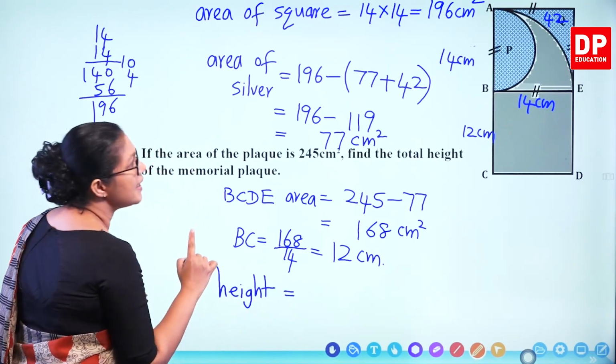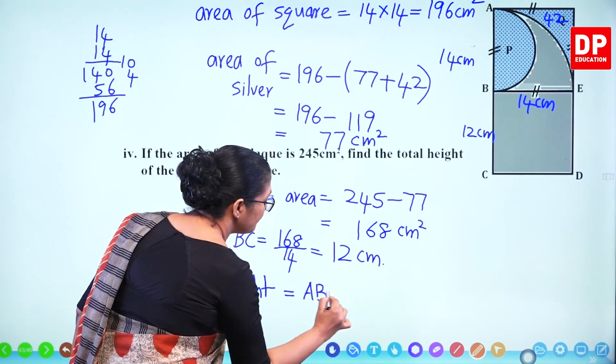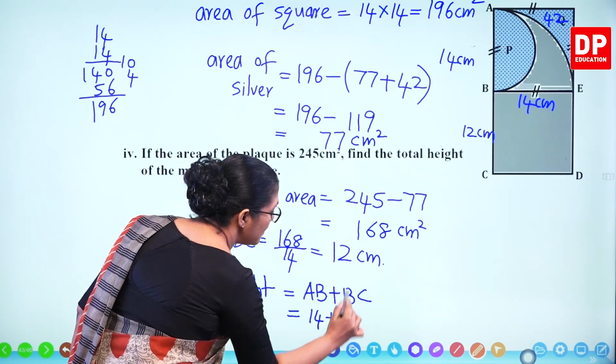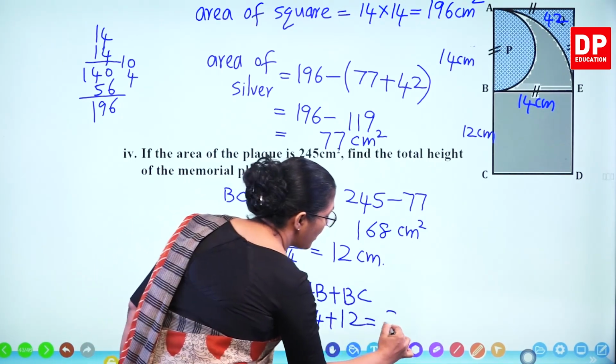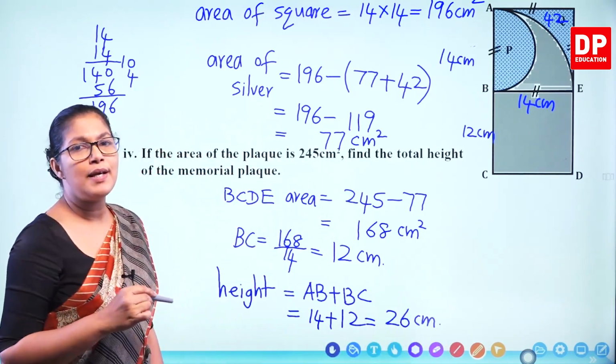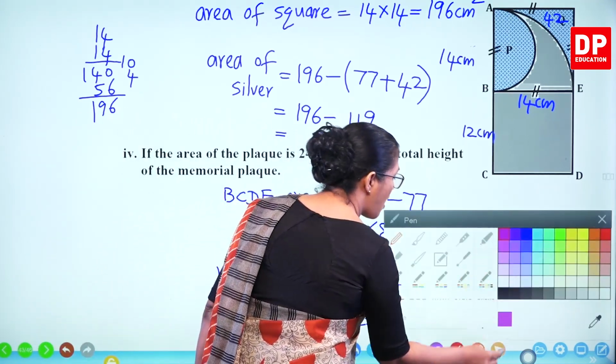Height of the plaque is AB plus BC. We know that AB is 14. This one is 12. So you get 26 centimeters is the height of the plaque. So how can you get marks?